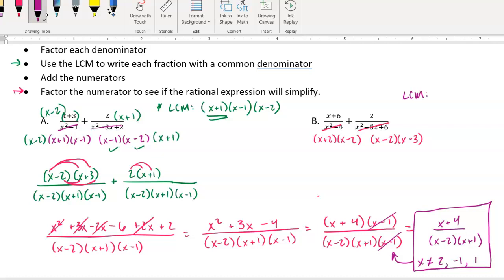So again, hit pause and then hit play when you're ready to check to see if you did it correctly. All right, let's see how you did.